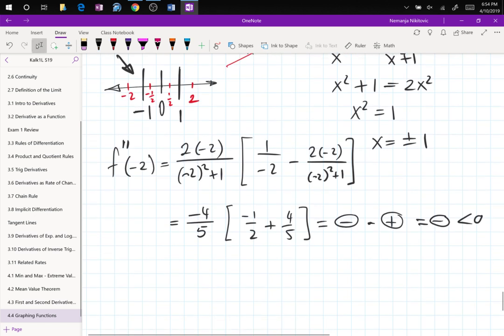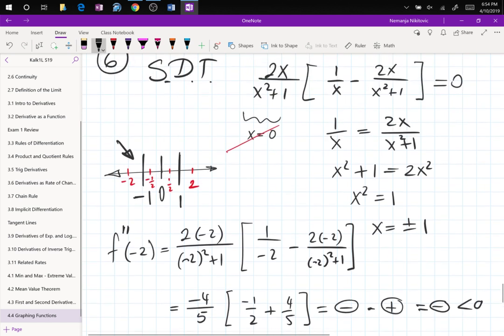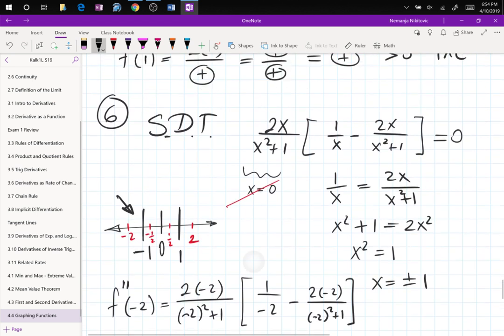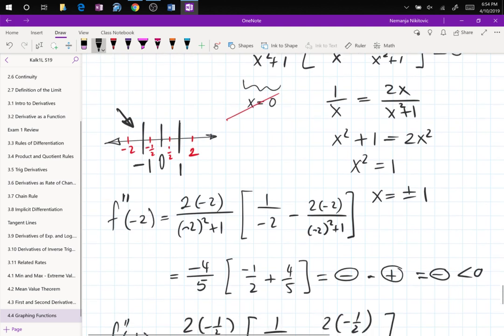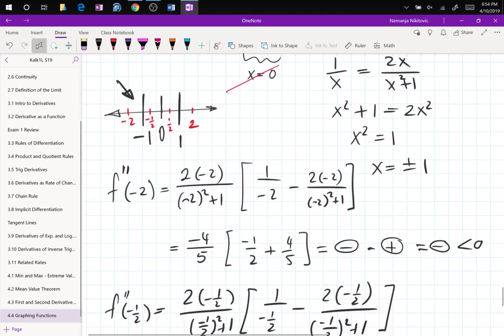Now we've got to do the same thing for a half. F double prime of negative 1/2 is equal to 2 times negative 1/2 divided by negative 1/2 squared plus 1, open bracket, 1 divided by negative 1/2 minus 2 times negative 1/2 divided by negative 1/2 squared plus 1, close bracket. I hope you got that. Are we redoing the first derivative test? No, this is the second derivative test. Right? But doesn't that tell you if it's concave again? Oh.